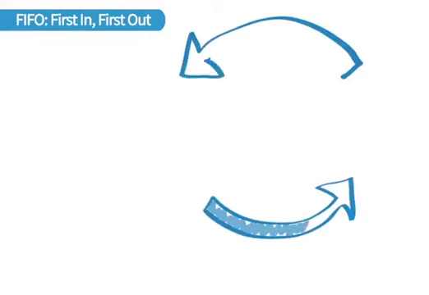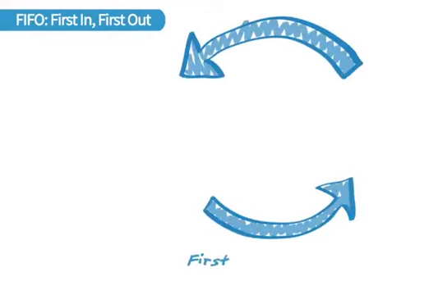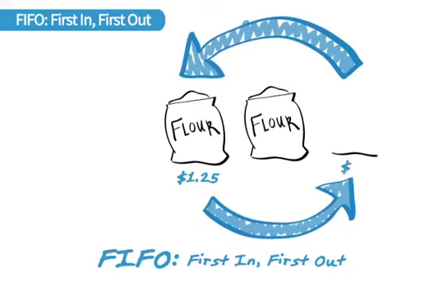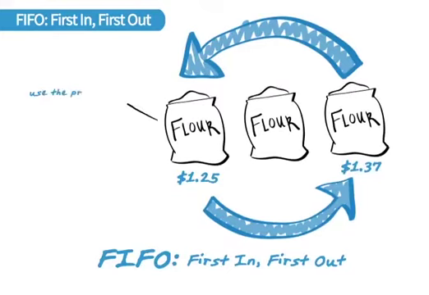To address this problem, accountants use a practice called first in, first out, or FIFO. Under this approach, you assume that the first materials you purchased are the first ones you use. When you calculate your cost of goods sold, you use the price of the oldest materials on hand first.